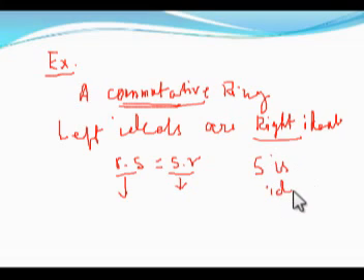But if R is not commutative, then we cannot find RS equal to SR. They will not be equal. Then the left ideal and the right ideal will be different. So just for a commutative ring, we will get the ideal.